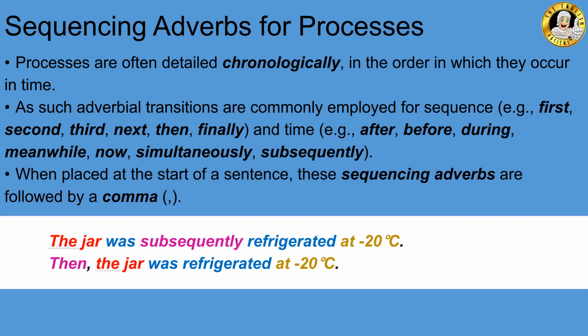Now, when placed at the start of a sentence, these sequencing adverbs, don't forget, should be followed by a comma. So, for example, here, "Subsequently, the jar was refrigerated at -20 degrees Celsius." So here that means that the jar was then or after the previous event refrigerated. And you can use then here as well. So starting with then and a comma. "Then, the jar was refrigerated at -20 degrees C."